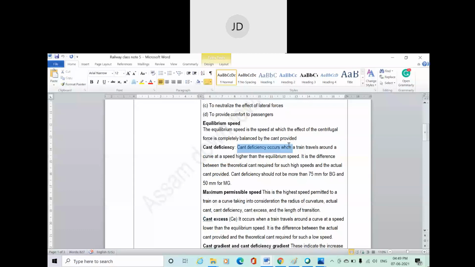Now, cant deficiency occurs when a train travels around a curve at a speed higher than the equilibrium speed. About equilibrium speed, we already discussed: it is the speed of a train at which the effect of centrifugal force is normalized by the superelevation. If the train achieves a speed more than the equilibrium speed, the required superelevation will be higher, but the existing superelevation is a little less. So we can say there is a cant deficiency, or superelevation deficiency. Basically, it is denoted by cant deficiency only.